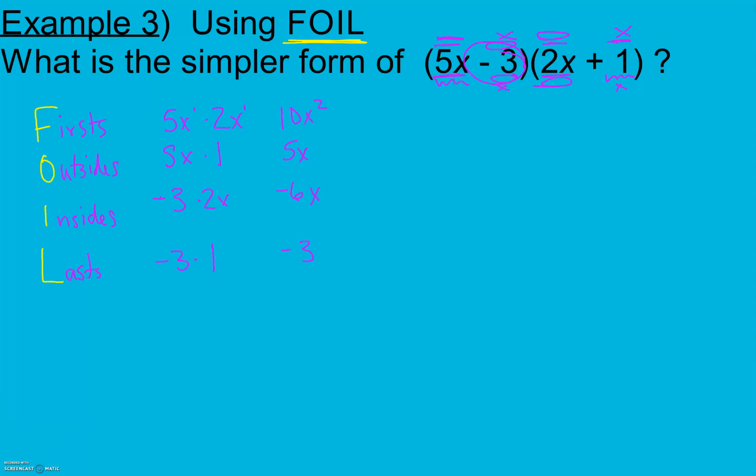Now, we're still just adding all these together. So I'm going to have 10x squared. Here, I get minus 1x. You can put the 1 there if you want to, but again, we don't have to. Minus 3. So I get 10x squared minus x minus 3. And that's our simplest form. All of our terms are combined that can be, and it's in standard form.